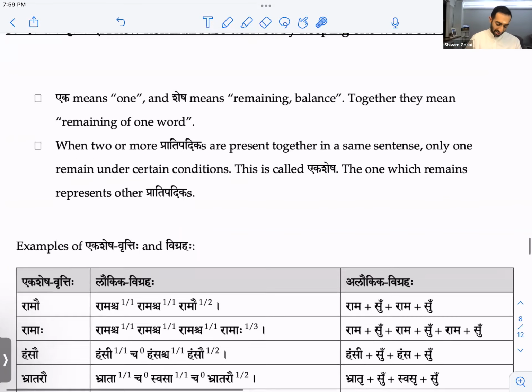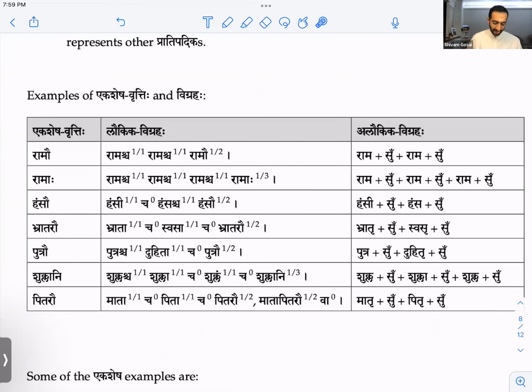One simple example. If I say, I have a brother named Rama and I have a cousin named Rama. Ramascha. I can say Rama and Rama, or I can say Ramo. A different example is this one down here.